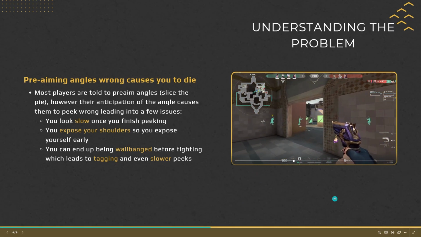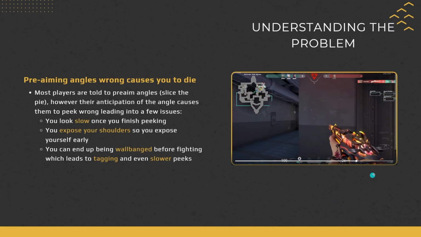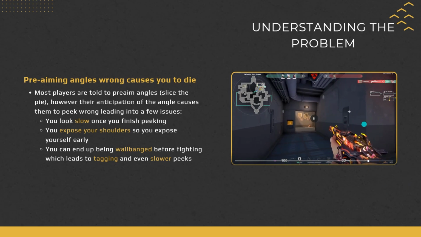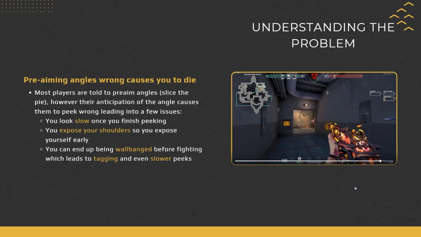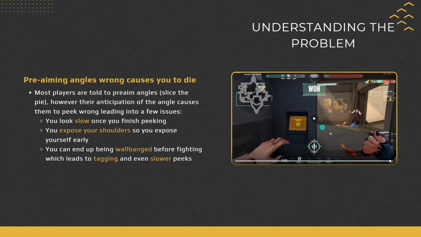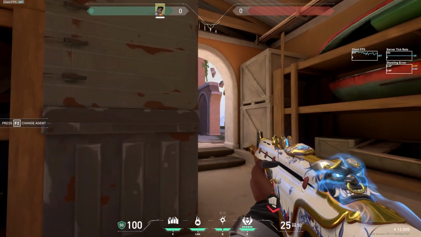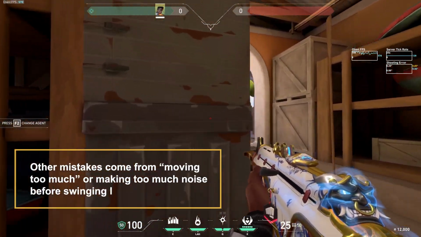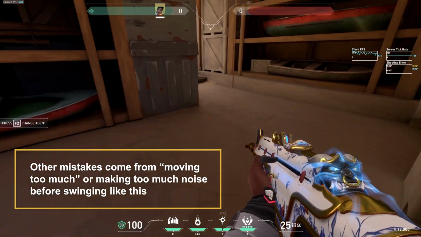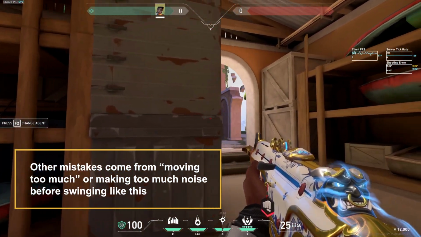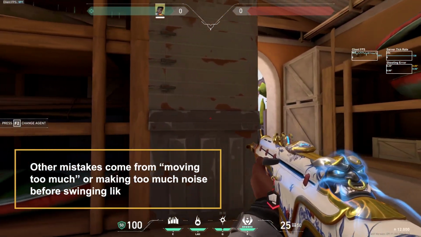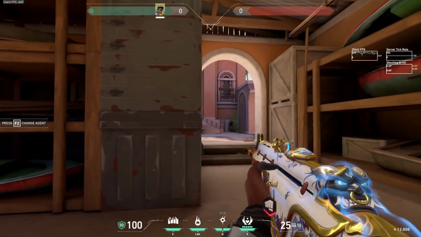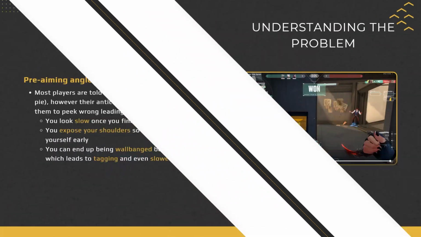Notice how in the same angle right here, I'll look into the wall and I'll actually move using my movement keys instead of using my shift key or approaching the angle too slowly. Now, this might be hard to visualize. I will show it in Valorant once I jump into the range or the custom, but that is the problem. Players tend to believe that just pre-aiming the angle is enough, but their movement complements how they peek.